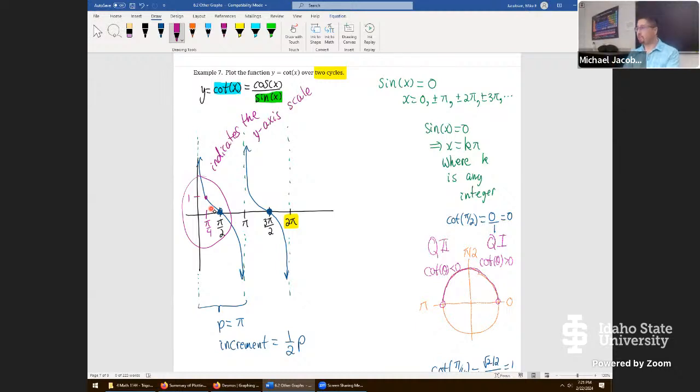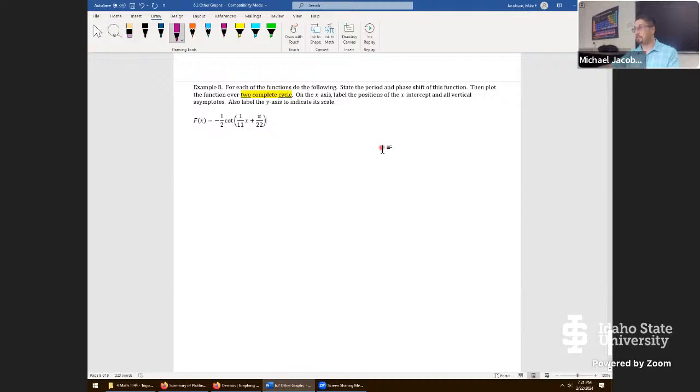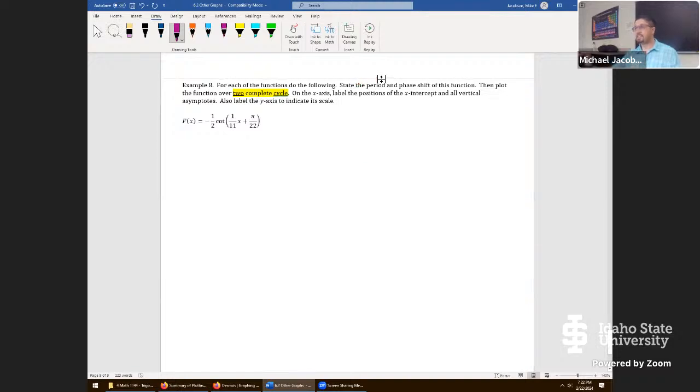Any questions, folks, with that last addition to the notes here? Okay, I think we're ready to get started. So here is our final plotting problem on these notes, at least. It's f of x equals -1/2 cotangent of (x/11 plus pi over 22). But no matter how ugly it gets, the process is the same.